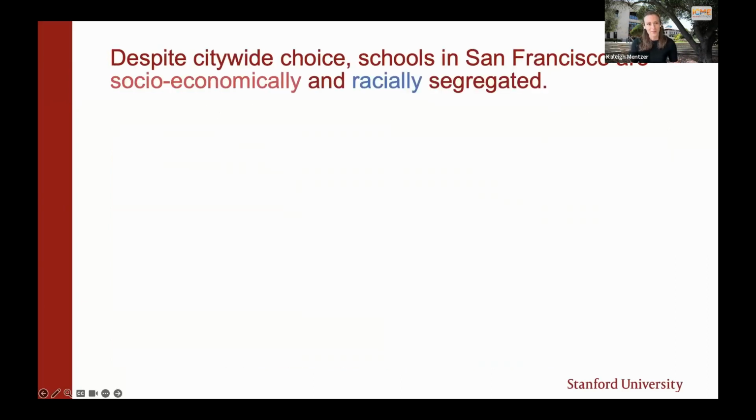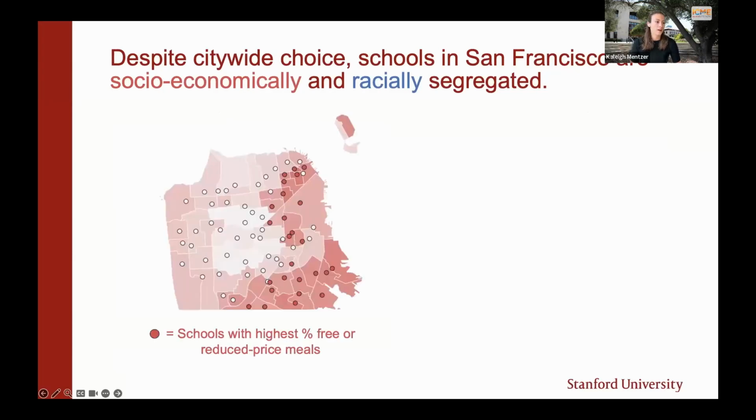So despite the citywide choice program that I mentioned that San Francisco has been using, schools are still socioeconomically and racially segregated. So here, the redder regions are the neighborhoods with the highest eligibility, and the background map is the eligibility for free or reduced price meals. And then the darker red dots are the schools with the highest percentage of free or reduced price meal eligible students. So we see that the neighborhoods that have higher eligibility still have schools that have higher eligibility.